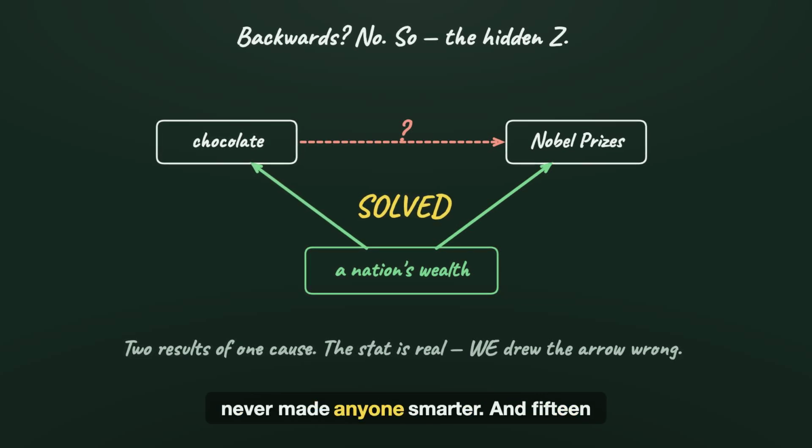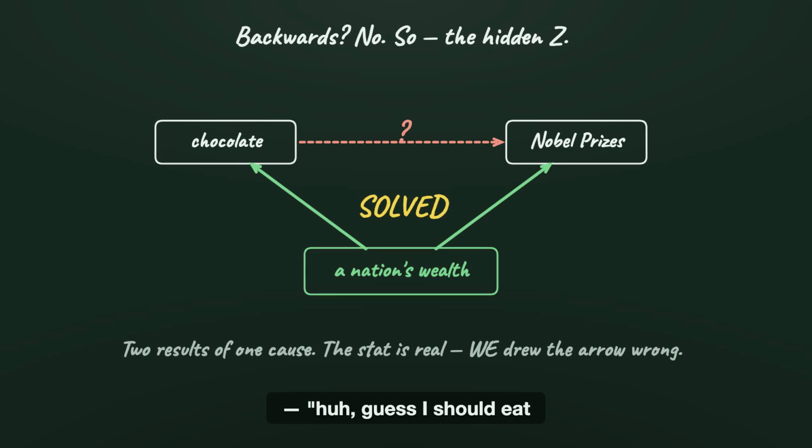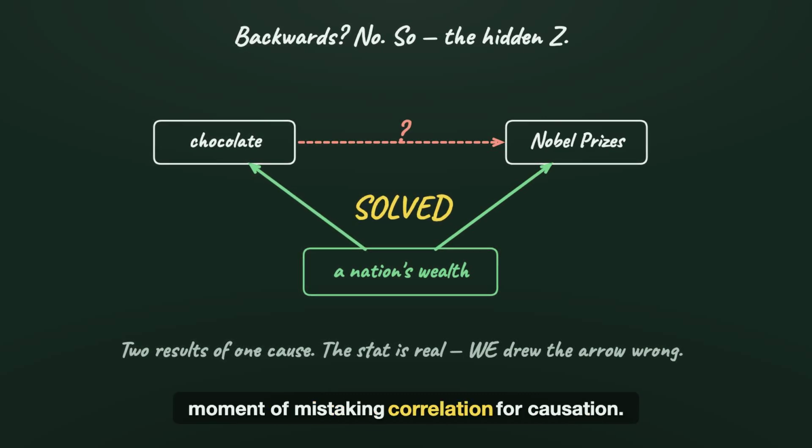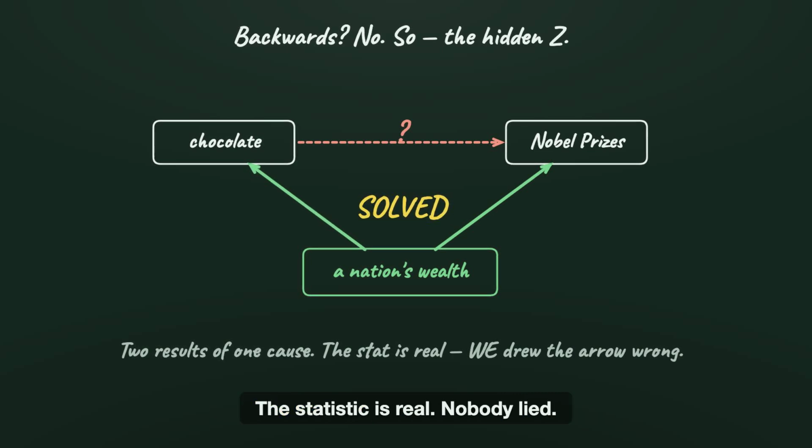Chocolate never made anyone smarter, and 15 seconds ago you almost nodded along. Huh, guess I should eat chocolate. That right there is the moment of mistaking correlation for causation. The statistic is real. Nobody lied. We drew the arrow wrong.